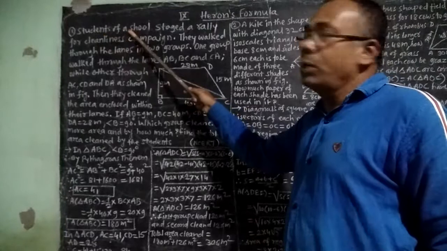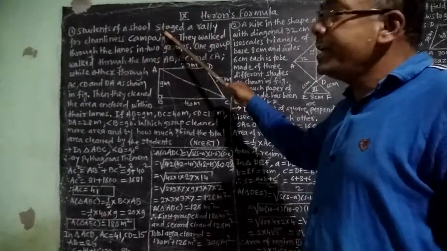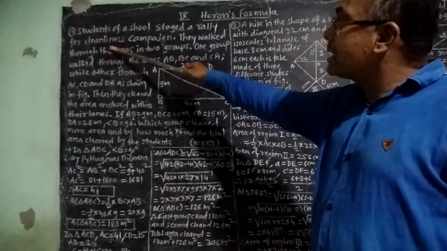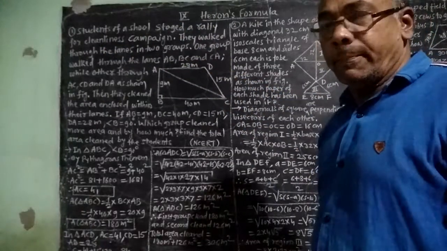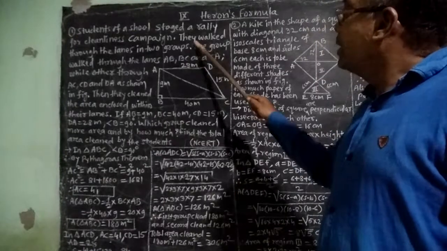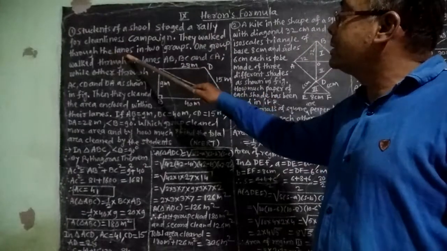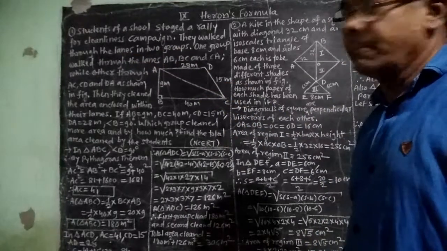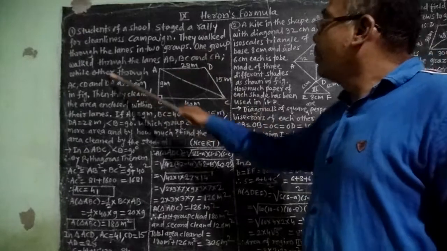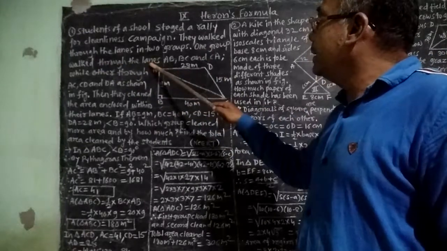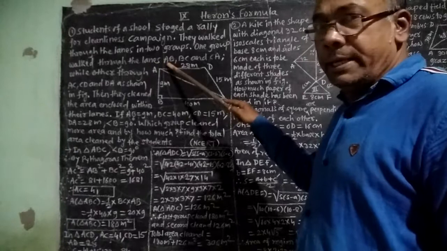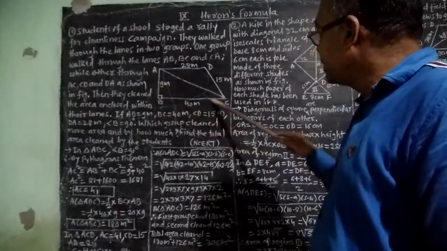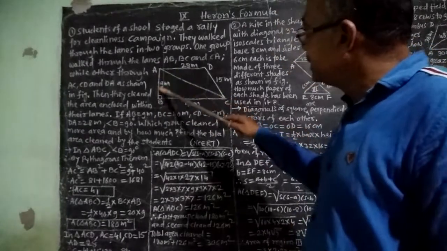Students of a school staged a rally for a cleanliness campaign. They walked through the lanes in two groups. One group walked through the lanes AB, BC and CA. Means here AB, BC and CA, like this they walked.